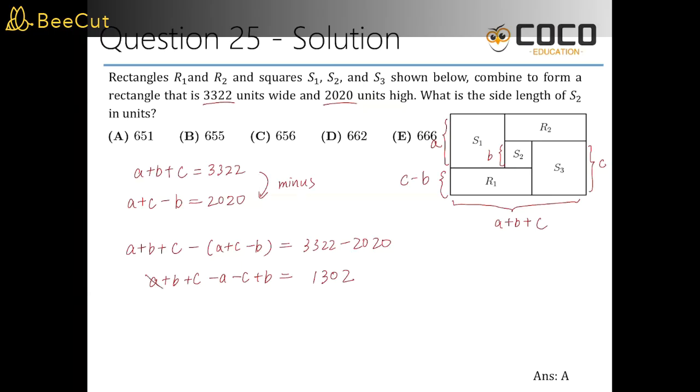So A minus A cancels. C minus C cancels. So 2B is 1302. Divided by 2, this is 651. So A is correct.